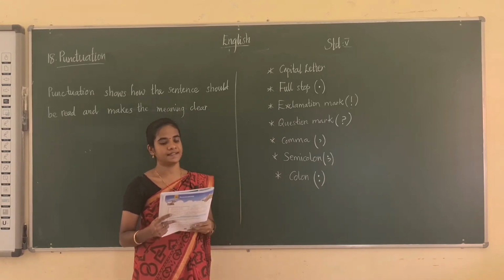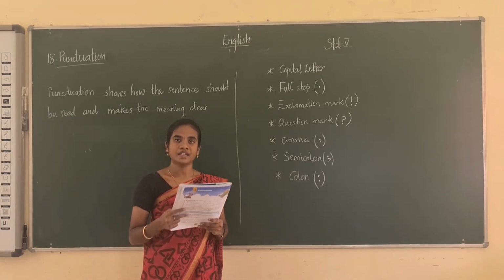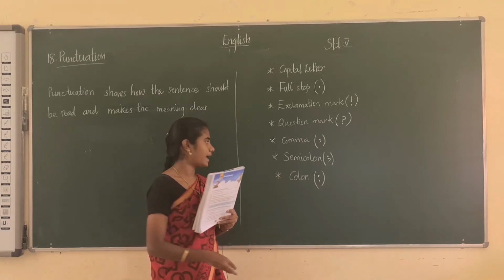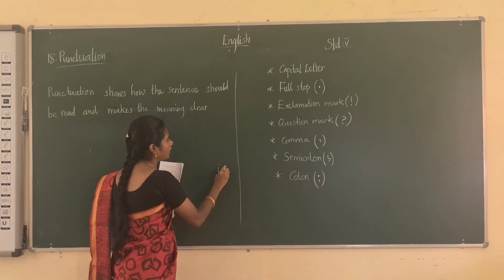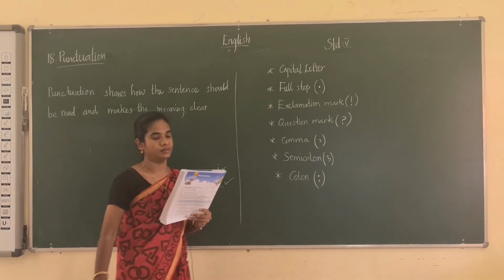Next one, to write the pronoun I. For writing the pronoun I, you have to use the capital letter only. We should not write a small i. This you should not write. It's wrong. You have to use a capital I only. So this is the correct one.